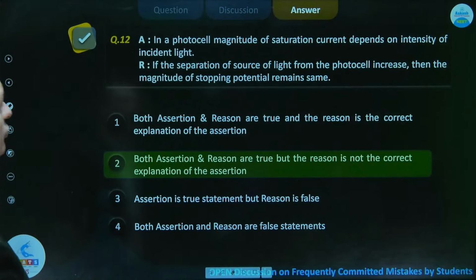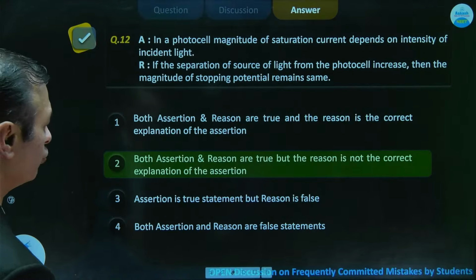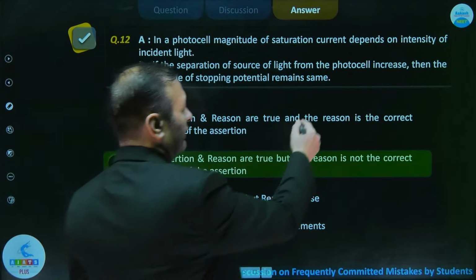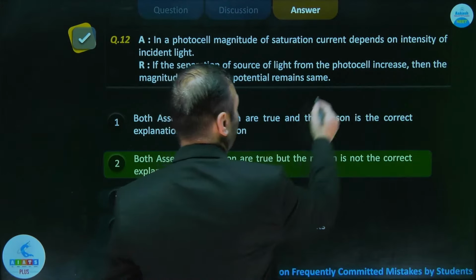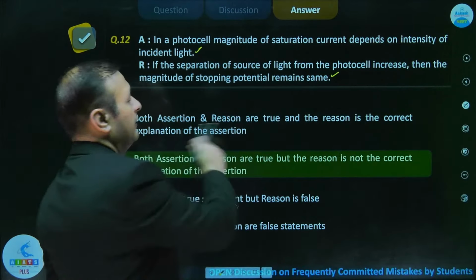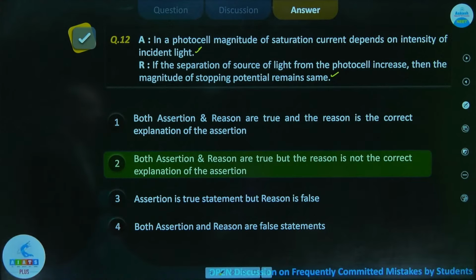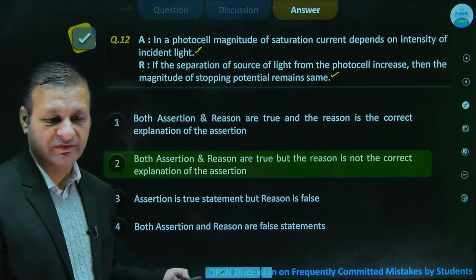So, if the separation of the source from the light increases, then the magnitude of stopping potential remains the same. Both assertion and reason are true, but reason is not the correct explanation. Reason is also correct, but it is not giving you that correct explanation. That is perfectly fine. Reason is correct, but it has something to do with the explanation from the photoelectric equation. So, I think this is also clear. Shall we move?